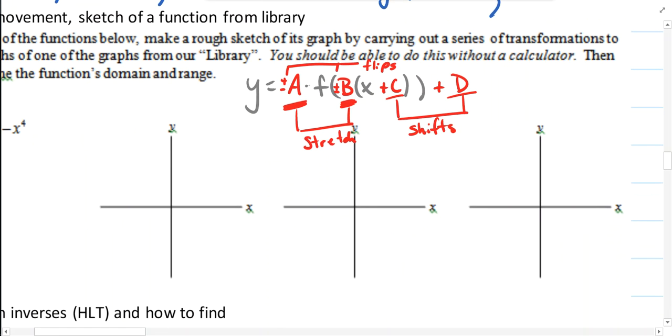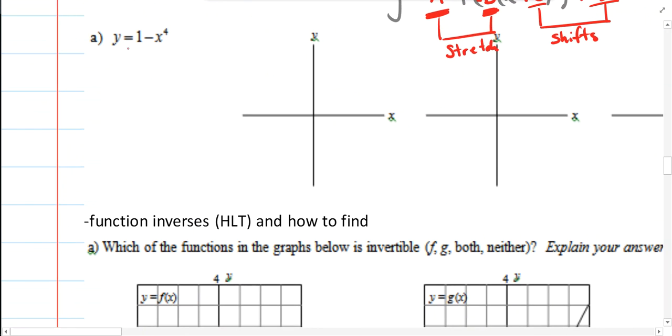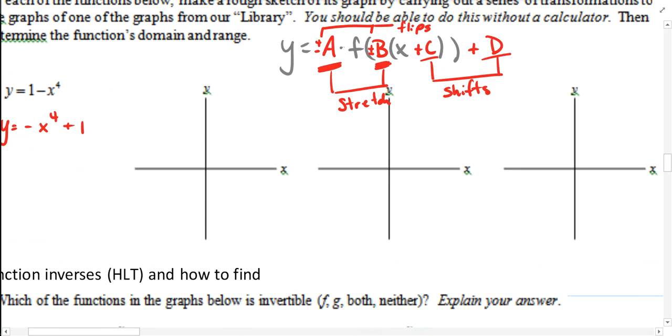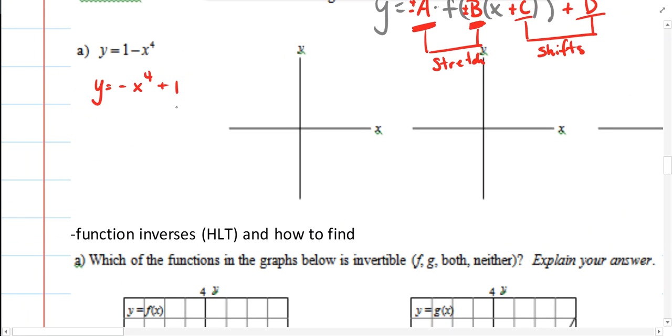So if I'm looking at this particular question here, y equals 1 minus x to the fourth, I might think of this as y equals negative x to the fourth plus 1, because now that's in order of the format that we discussed originally. This allows me to recognize that my d value is equal to positive 1. There is an a value here that's equal to negative 1. It's the negative sign that I'm most worried about.